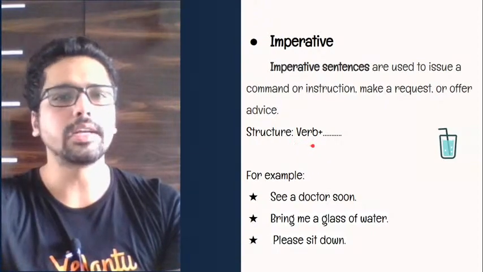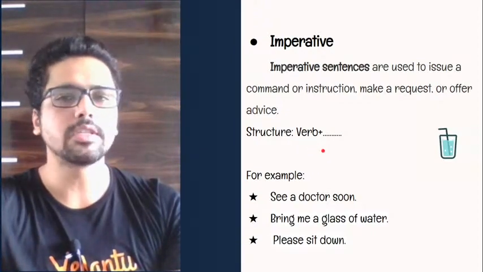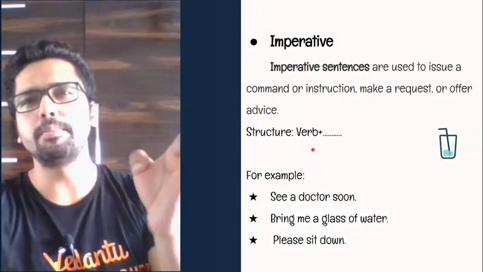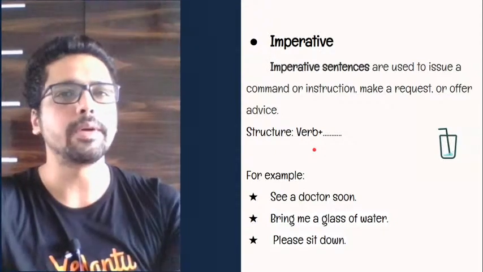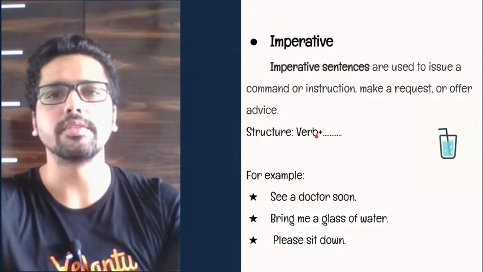So that's an imperative sentence. An imperative sentence always starts with a verb. It does not start with the subject, it starts with a verb. So verb plus the rest of the sentence. That's the structure of an imperative sentence.